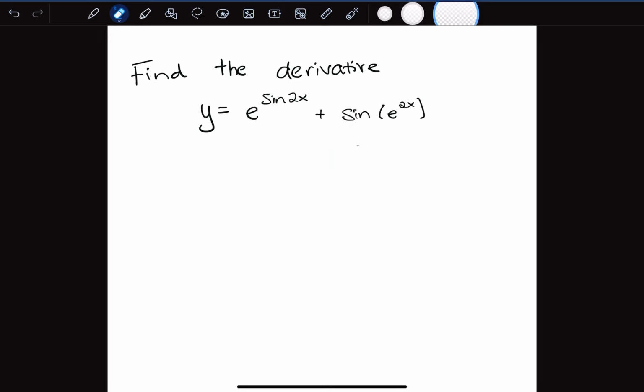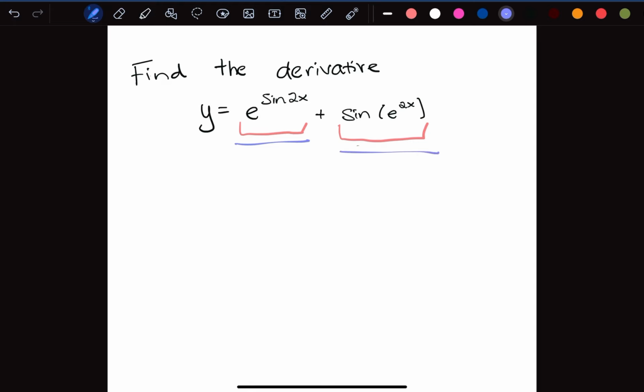So now looking at what we have here, we have e to the sine 2x, and then we also have sine of e to the 2x. So I'm going to work with these as two different equations first, and then I'm going to add the derivatives I get together, because it always helps to break down problems and work with separate parts of problems if one part of the problem doesn't rely on another part. And luckily in this case, this side, e to the sine 2x, does not rely on this side, sine of e to the 2x. So let's first look at e to the sine 2x.